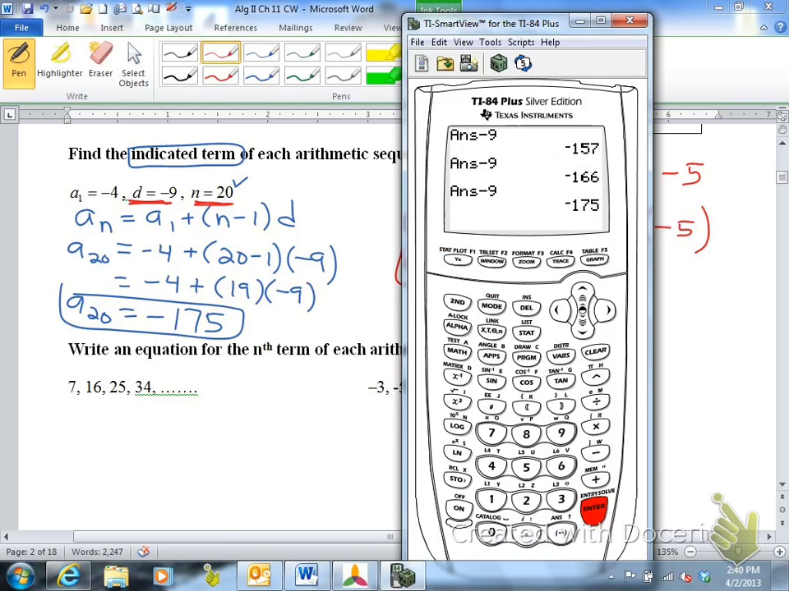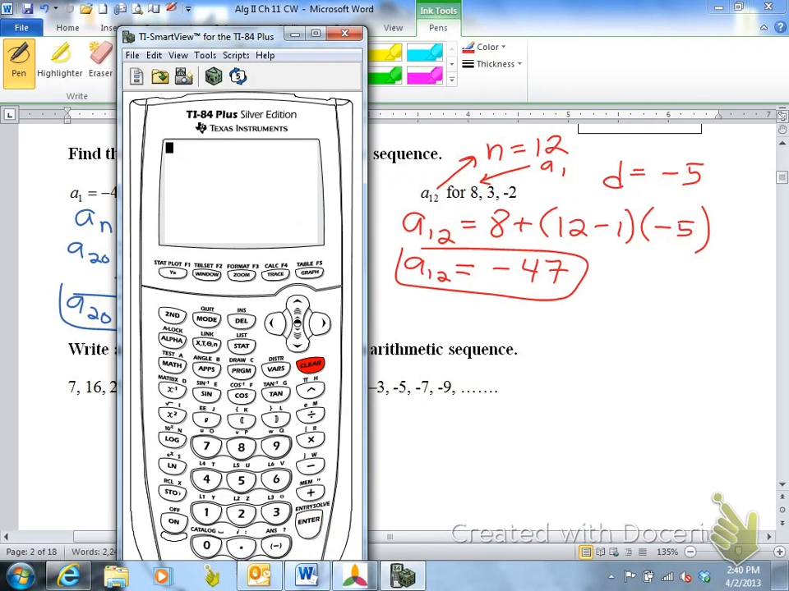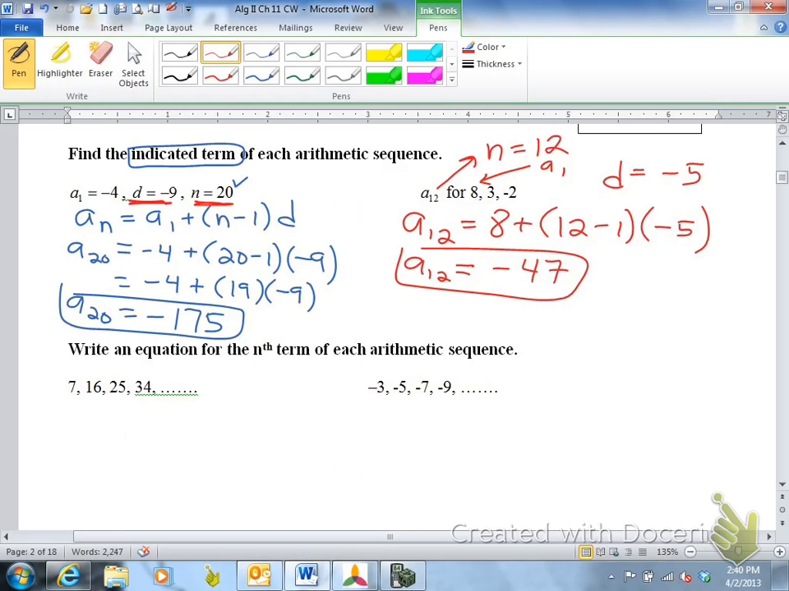So since the last time didn't work very well, I'll try again. Starting with 8, you're subtracting 5. Let's see if I can get it right this time. 1, 2, 3, 4, 5, 6, 7, 8, 9, 10, 11, 12. There. The 12th term is negative 47. And using the formula is a little faster, especially if you have a very large n value.